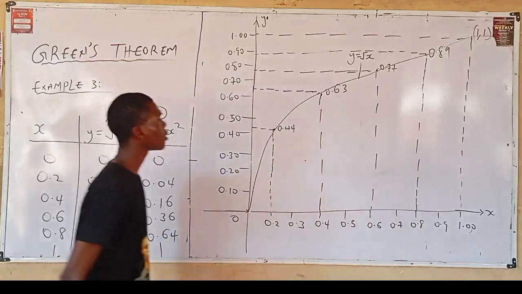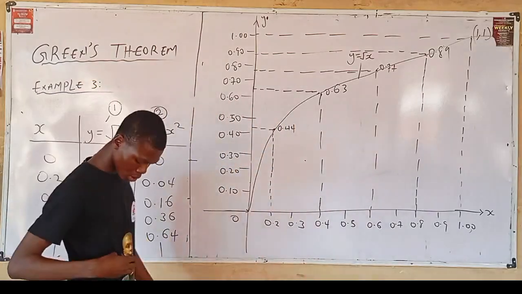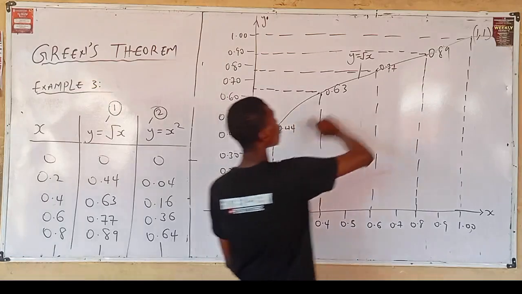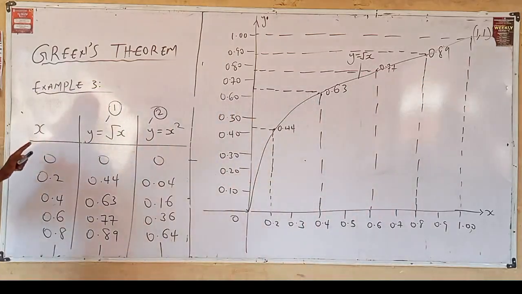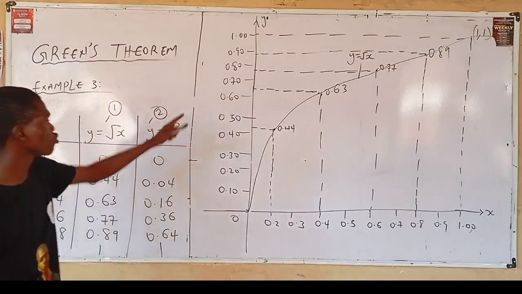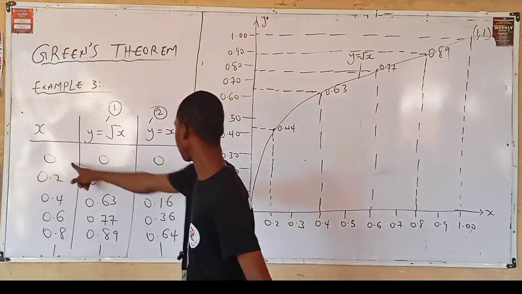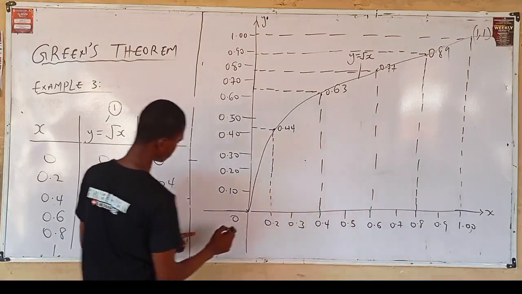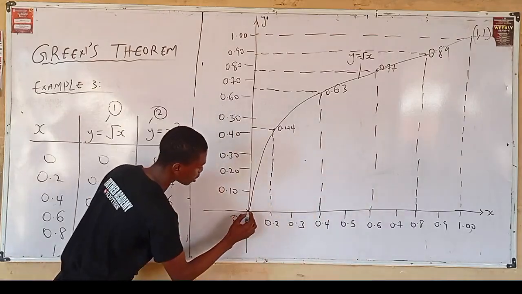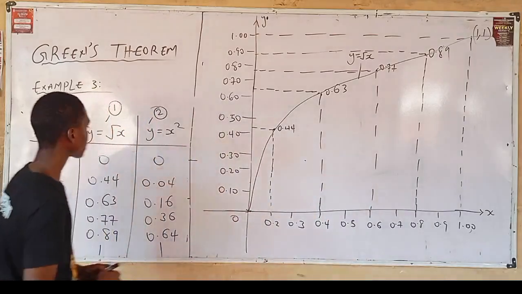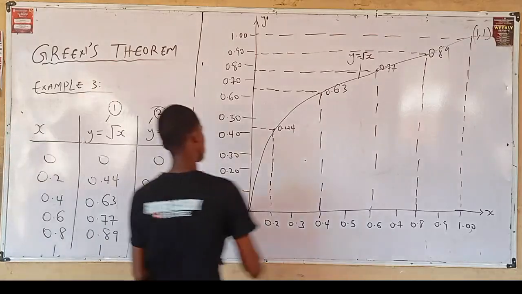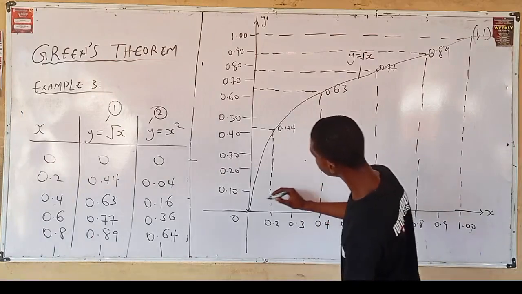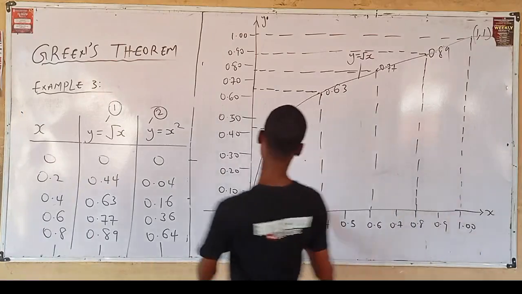Now, similarly, the same way we plotted for when y equals square root of x, we are going to plot for when y is equal to x squared. Now, 0 to 0, still on this same point, right? The next one, 0.2 to 0.04. So 0.04 corresponding to 0.2. I would have it here.